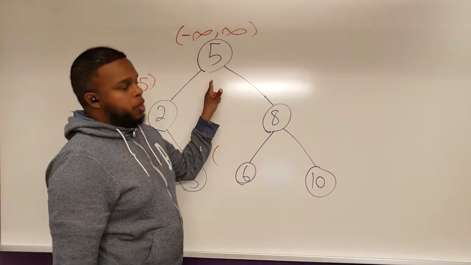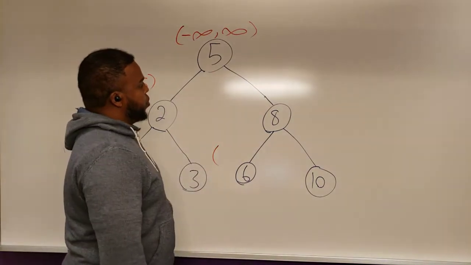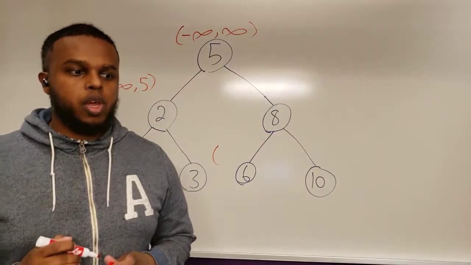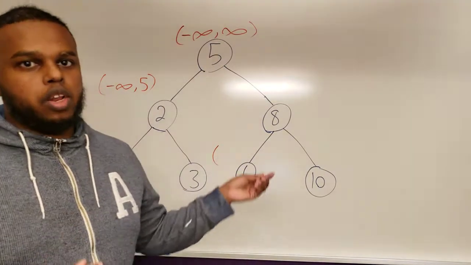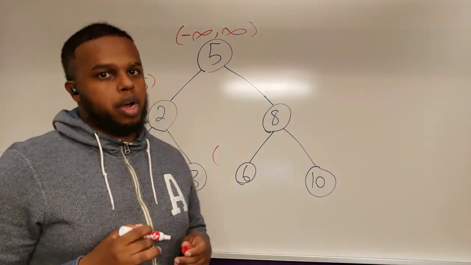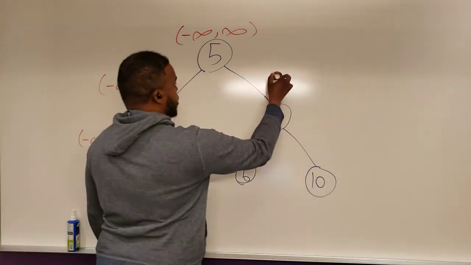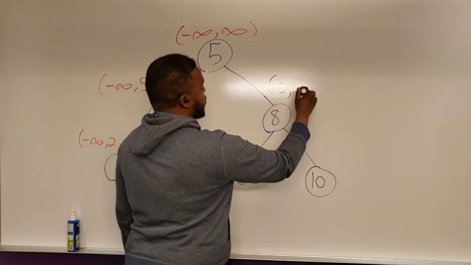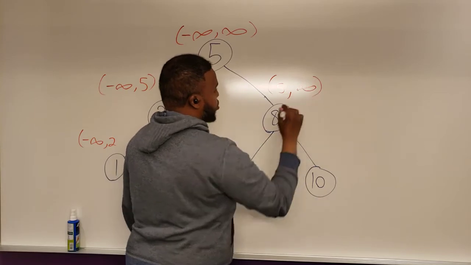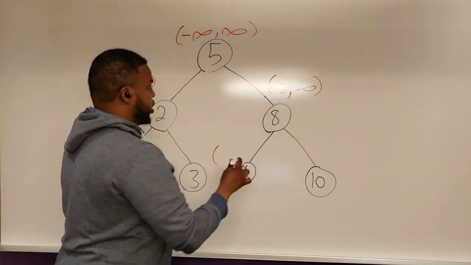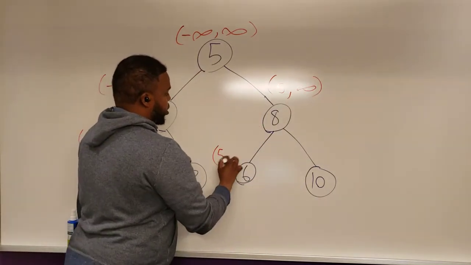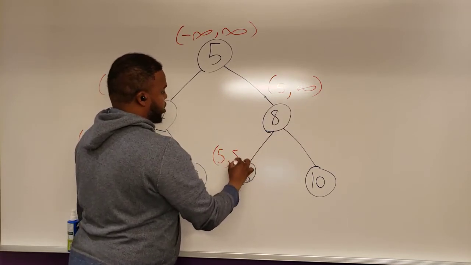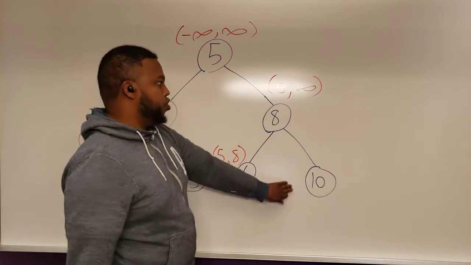So here, when we go to the right, the rule is opposite. We update the parent node's value as the lower bound now. So the lower bound now is 5, and the upper bound is still infinity. And here, we still follow the rule. We have to change the upper bound here.